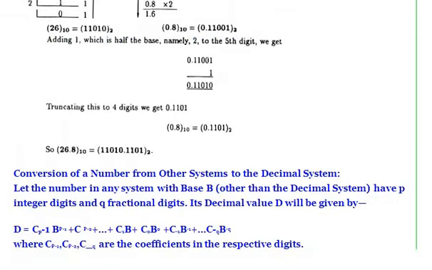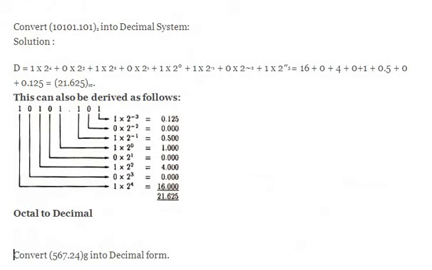So conversion of a number from other systems to decimal system, we can follow the notation which is given here. You just go through it and take a simple example and check it out. So far we have practiced to convert decimal to binary, decimal to octal, and decimal to hexadecimal. Now binary to decimal, octal to decimal, and hexadecimal to decimal. So we just practiced decimal to binary, decimal to octal, and decimal to hexa, and now reverse.